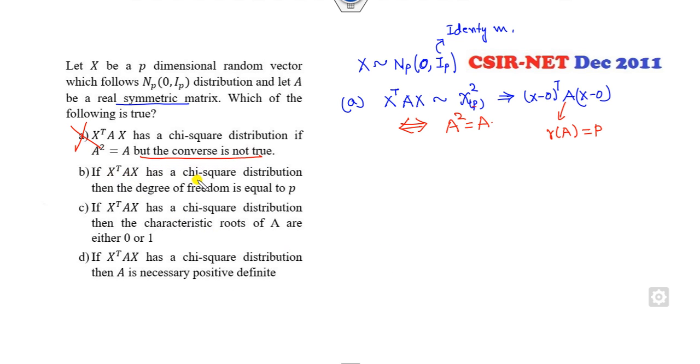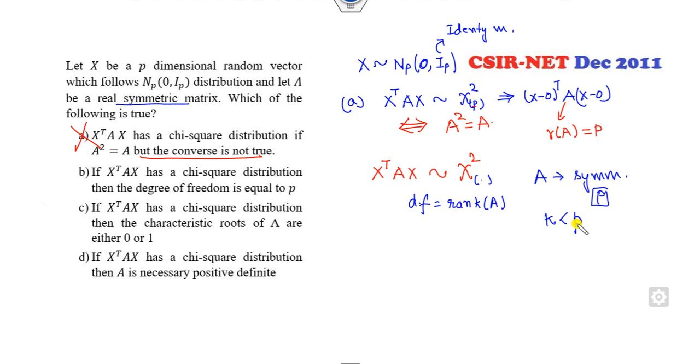X transpose AX is a chi-square distribution. If it follows chi-square, then he said the degree of freedom is P. What is that? The degree of freedom is the rank of A. But what is A? A is my symmetric matrix. So a symmetric matrix may not have rank P. It may have rank K, which is less than P. So it is not always equal to P.